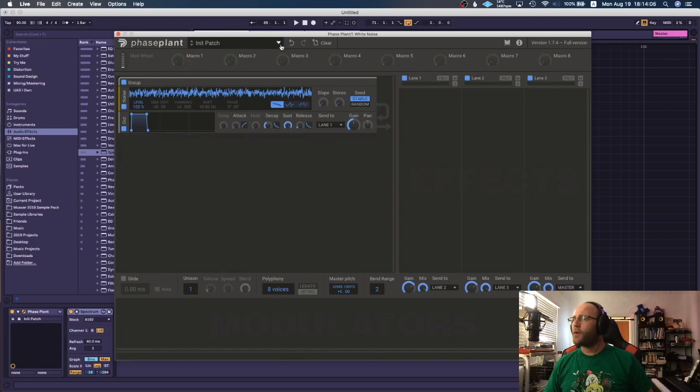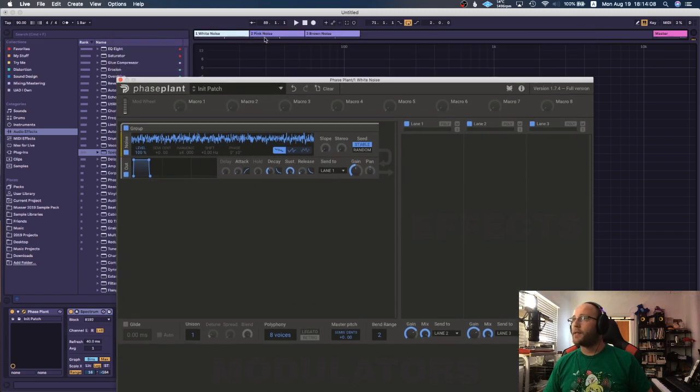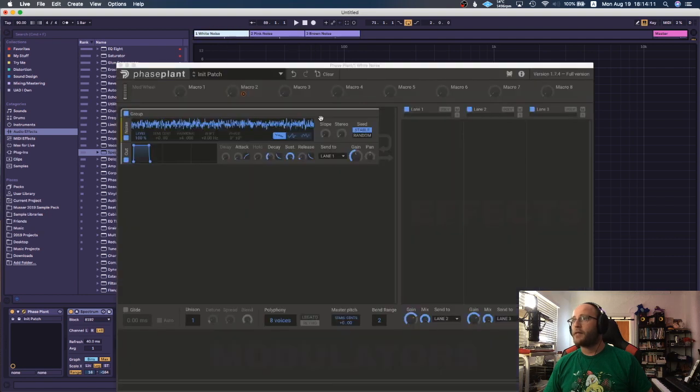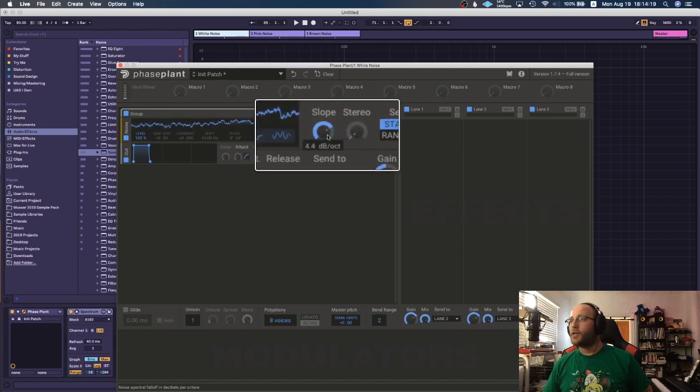What I have loaded up in all of these instances of Faceplant, it's kind of the same setup on each channel, is a white noise generator at one of three positions on this slope knob. You can see right here. As I adjust this, at 3 decibels we get pink, at 6 decibels we have brown, and all the way over here at 0 we get 0 decibels per octave for white noise.